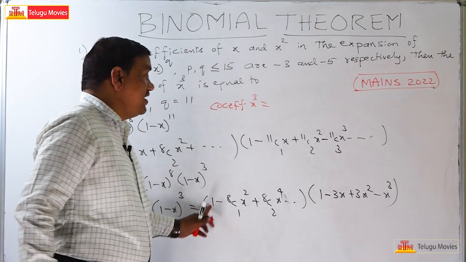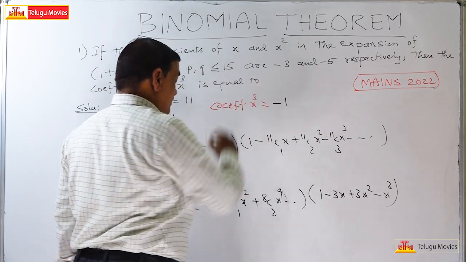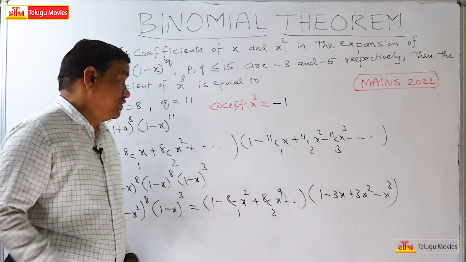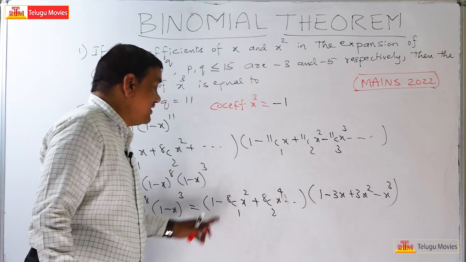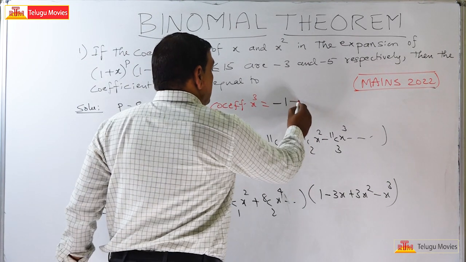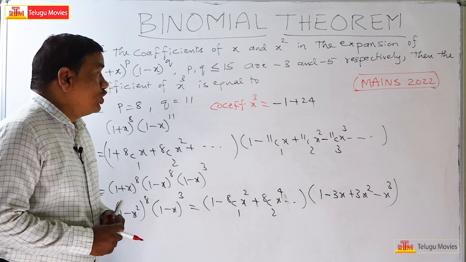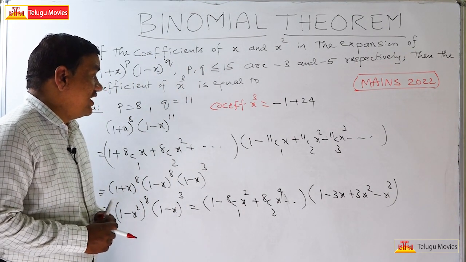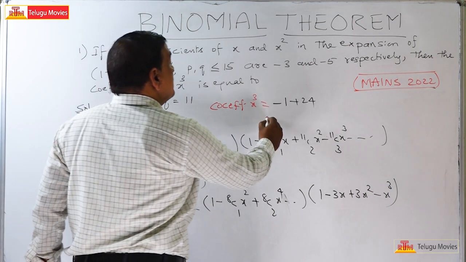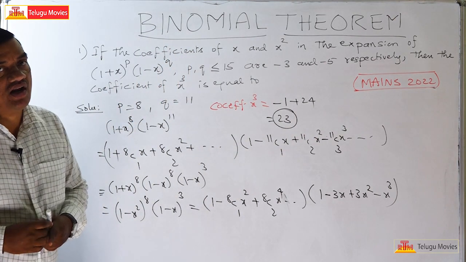The coefficient of x cube is here: 1 into minus x cube, that is, here you will get a minus 1. Here x square is there, here x is there, then you will get x cube, minus into minus plus, 8c1 value is 8, 8 threes are 24, plus 24. Anywhere else, x cube you will get nothing. So minus 1 plus 24 is equal to 23. 23 will be the final answer.